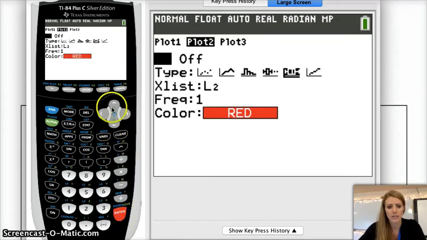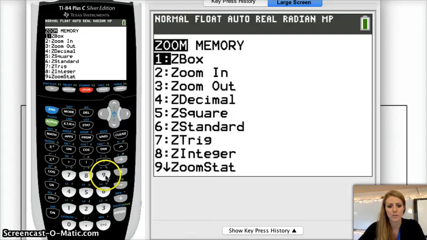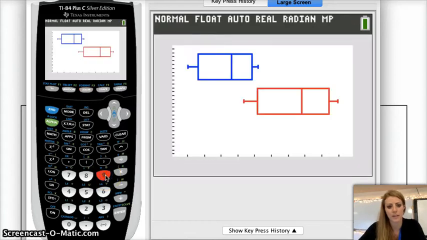So let's turn plot 2 on, and I want to make another box plot with outliers of list 2. Zoom stat, so zoom 9. Let's see what we got. All right, so does it look the same? I think not.